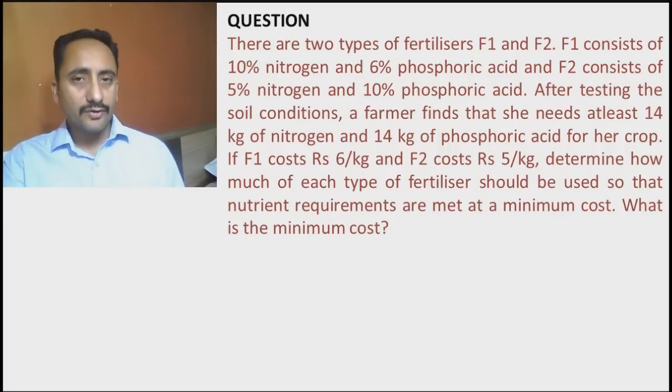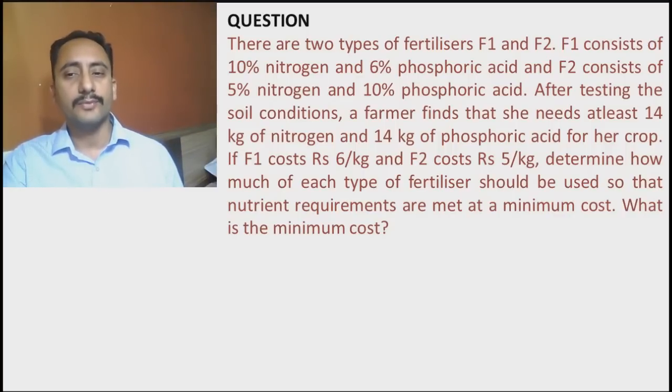If the cost of the first fertilizer F1 is rupees 6 per kg and the second fertilizer F2 is rupees 5 per kg, determine how much of each type of fertilizer should be used so that nutrient requirements are met at a minimum cost. It means the cost of fertilizer needs to be minimized. Obviously, the farmer will not like to spend too much on the fertilizer, she will spend the minimum amount.